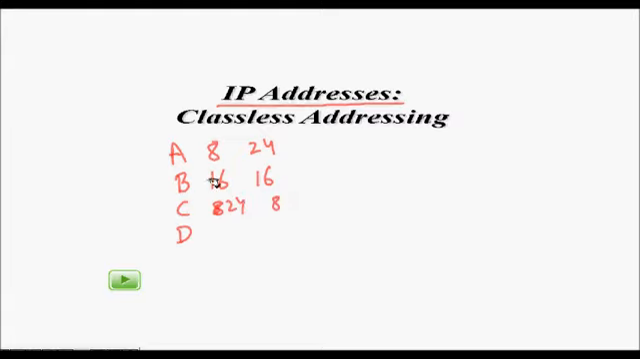But the problem was that in class A there were very few networks, just 2 to the power of 8, which is 256, and each class A network has so many hosts. You can guess that it has 2 to the power of 24 hosts, which is too much for any organization, however big it may be. This way a lot of IP addresses, which are a very costly resource, are wasted. It is not a good idea to waste IP addresses when you have very few of them.